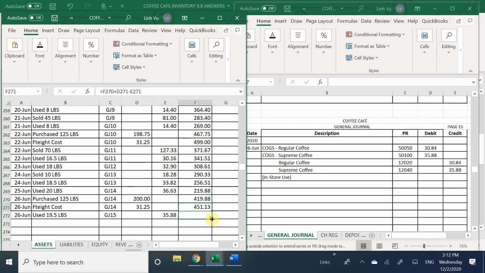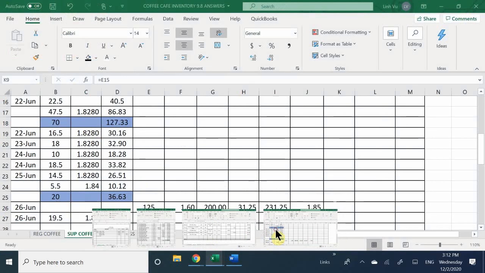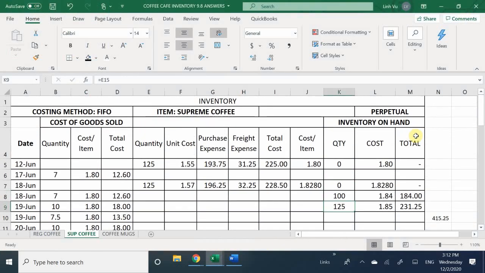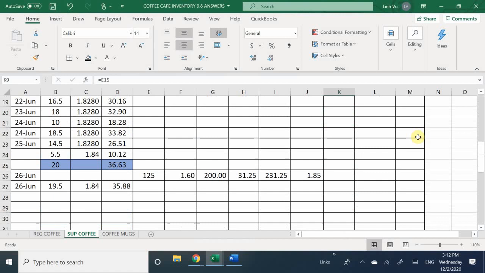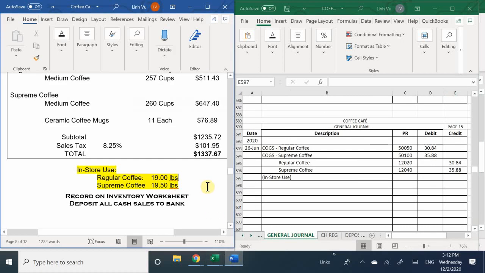All right, bringing us to 415.25. That's correct, right? 415.25. Yes, it is. Wow. Okay. Sorry, I'm imagining other numbers. So good. And that's it.